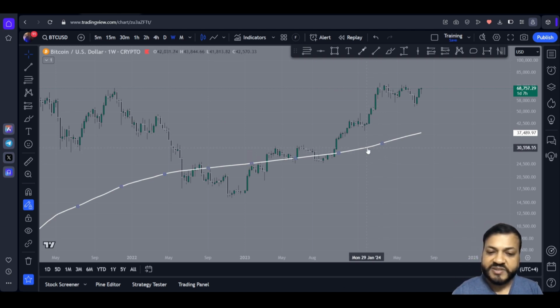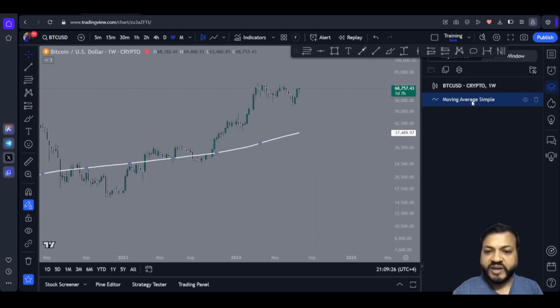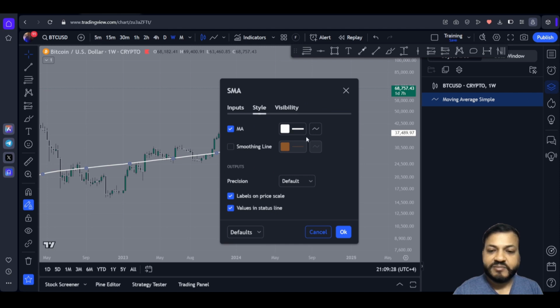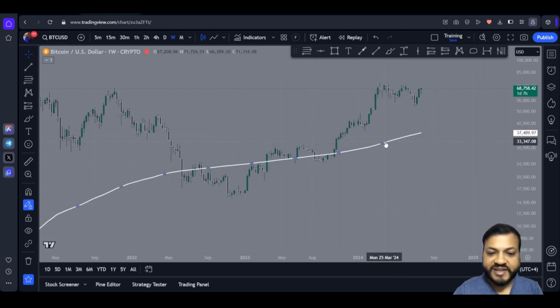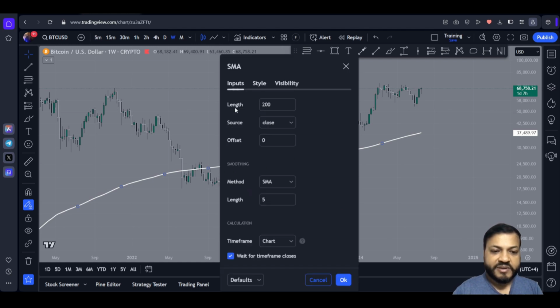So if you open this, double click and it opens. There are other ways to open it as well. If you go to the object tree and you double click on this, it opens again in the same style. So let me show you the settings. Okay, so the input has to be 200. People can change it, you guys can change it to any value depending upon your requirements.